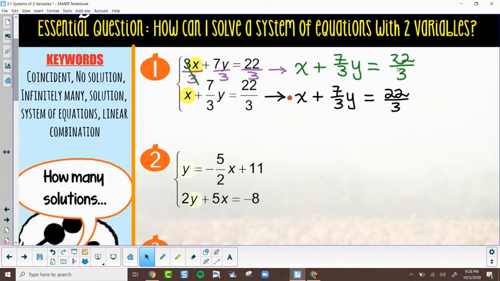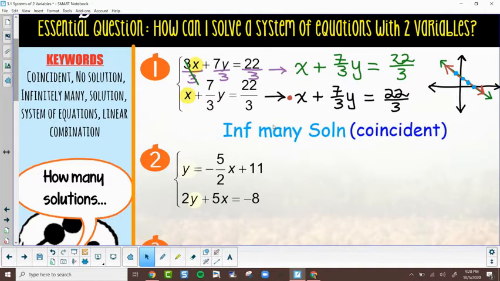If I tried to graph both of them, it would look something like this. I would have 2 lines overlapping and they would cross in many, many places. So for this system, I would have infinitely many solutions, or coincident lines. I like to say coincident because it's a coincidence those lines are the same. That means they cross many times, so really any combination of x and y is going to work for both of them.